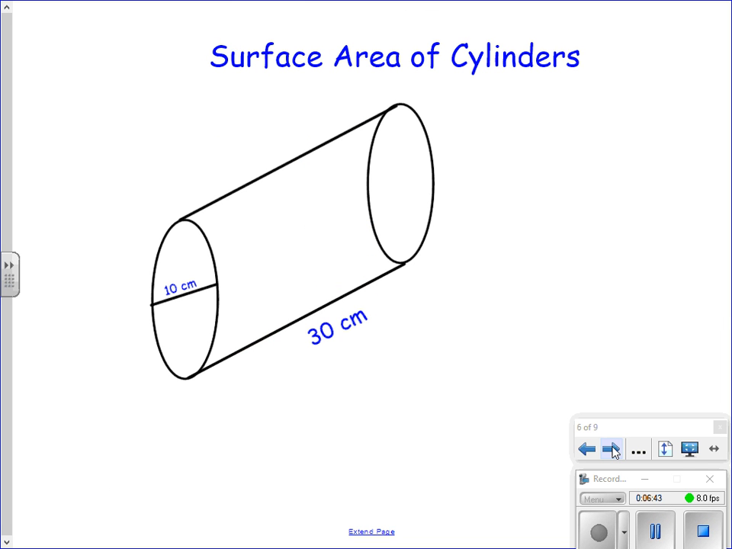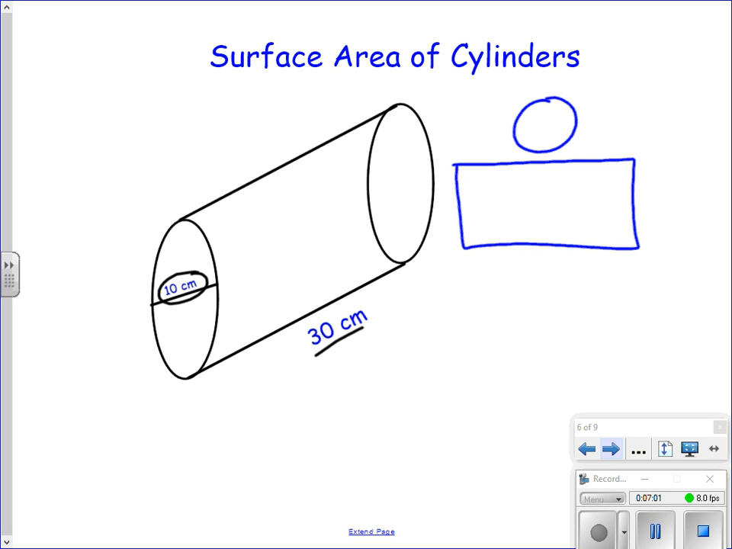All right, let's try another one. Here we have a cylinder again. It's on an angle, but it's still just a cylinder. It's got a length of 30 and a diameter here of 10. So if you have a diameter of 10, again, you would have a circle, a rectangle if you unrolled it, and a circle. So it's not a very nice circle, but it's a circle nonetheless. The radius is 5.